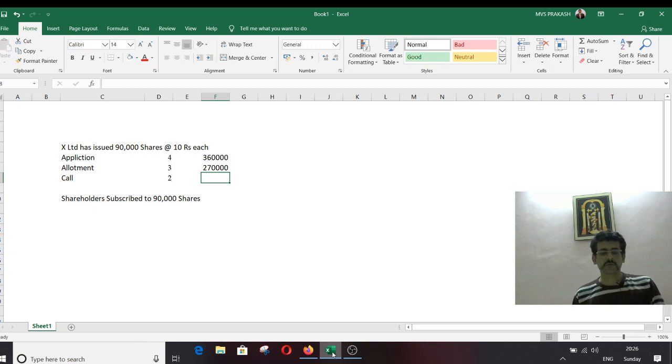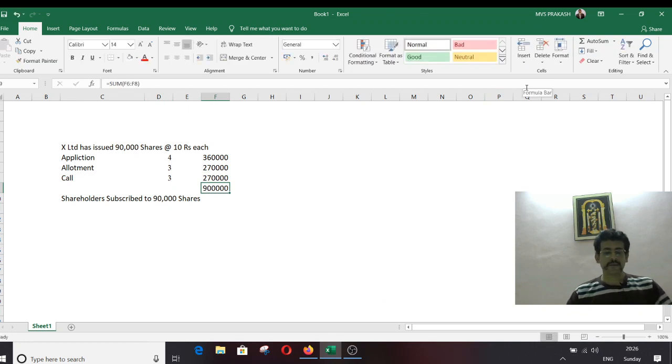Then what are you supposed to do? Pay the call money, as soon as the company calls for that money. Here, 90,000 shares, and each share you are supposed to pay me 2 rupees. So what is the total I will receive? 90,000 into 4, 90,000 into 3, 90,000 into 2. Sorry, this should be 3. So 90,000 into 3.